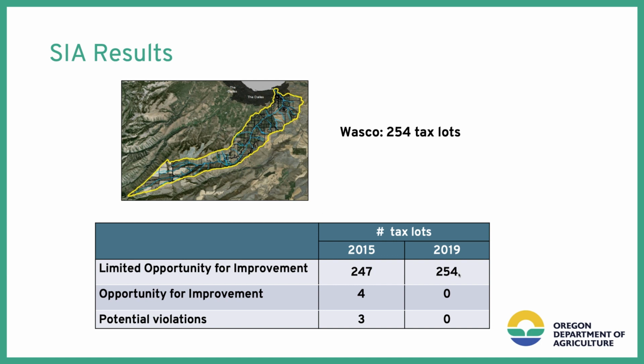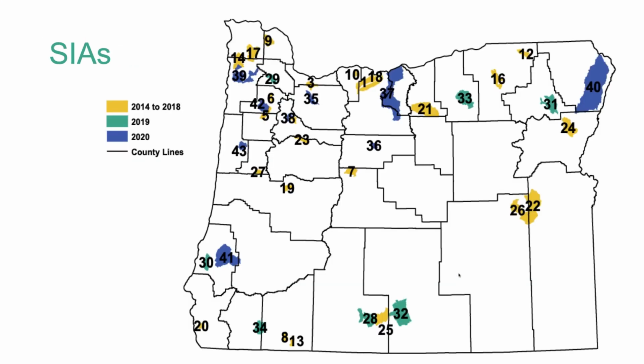We've done about 35 SIAs so far, and we're finding that generally, no matter where it is in the state or how large of a boundary we've got, only maybe 3 or 4% of the tax lots are potential regulatory concerns. This is a map here of where all our SIAs are around the state, and those numbers refer to a chart I didn't put on here, which just has the names of the different SIAs. So you can see just about every county's had one. There's just a few that have not participated yet.